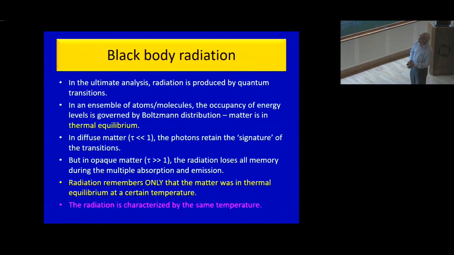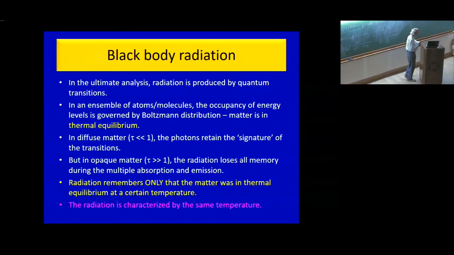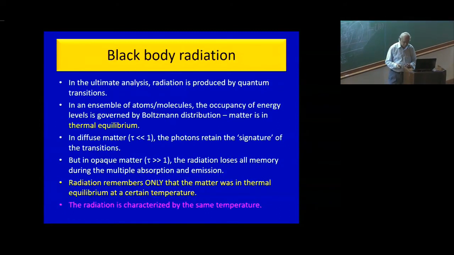So let me conclude by making a few remarks which you may or may not have heard in this language, but it is worth stressing. Let me stress what is obvious, that in the ultimate analysis, radiation is by quantum mechanical processes in which the electron makes a transition from one level to a lower level. Now, in an ensemble of atoms or molecules, the occupancy of these energy levels is given by Boltzmann's distribution, e to the power minus E over kT. In other words, you say matter is in thermal equilibrium.